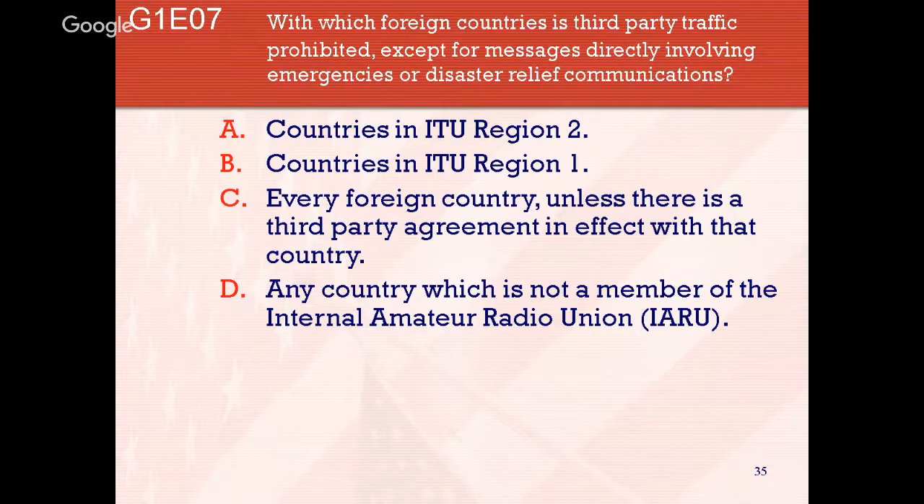With which foreign countries is third party traffic prohibited, except for messages directly involving emergencies or disaster relief communications? Very easy here. Every foreign country, unless there is a third party agreement in effect with that country. In other words, it's every foreign country. Third party traffic is prohibited unless there is a third party agreement in effect with that country. And there is a list of those countries available.